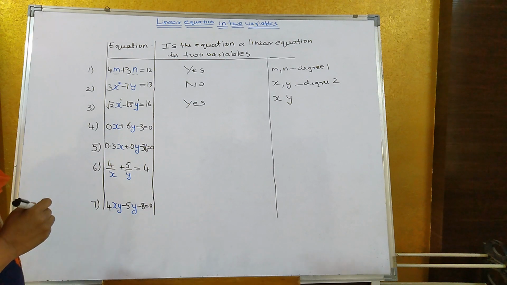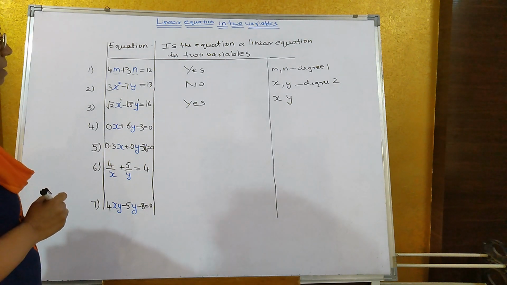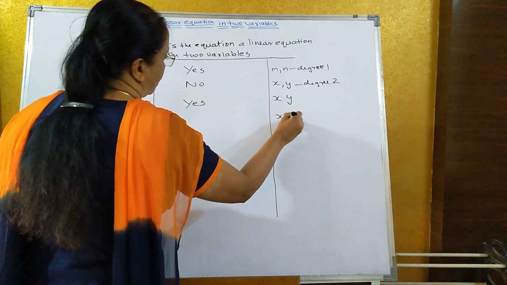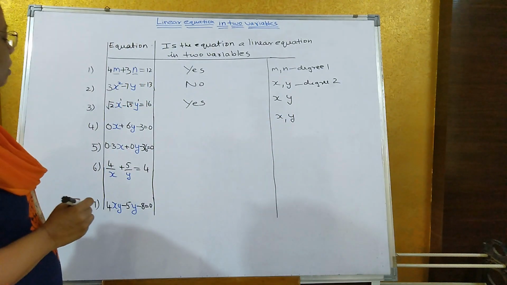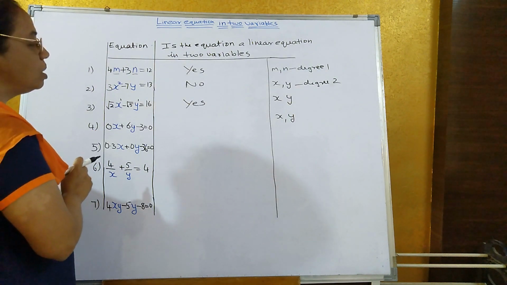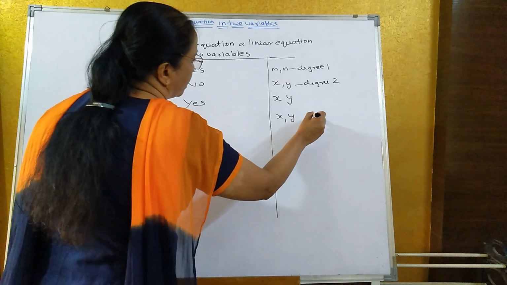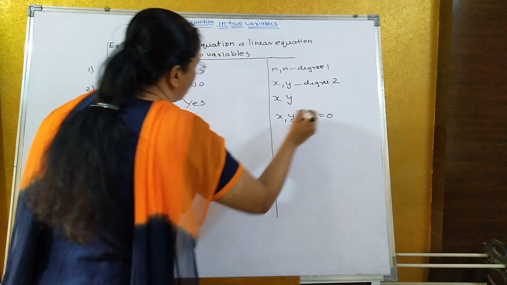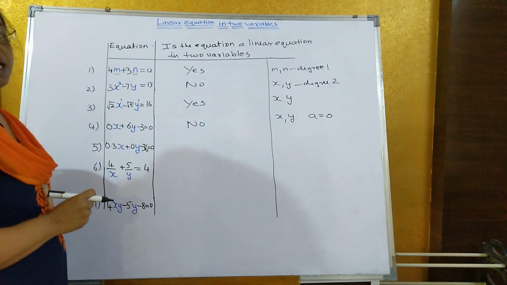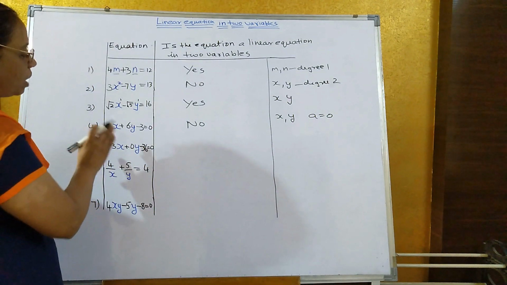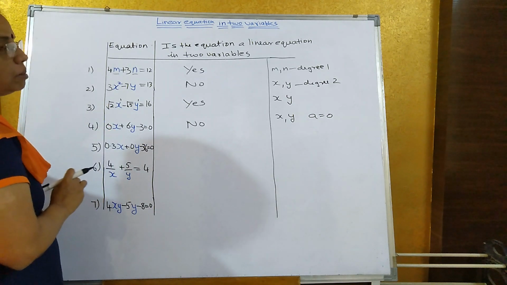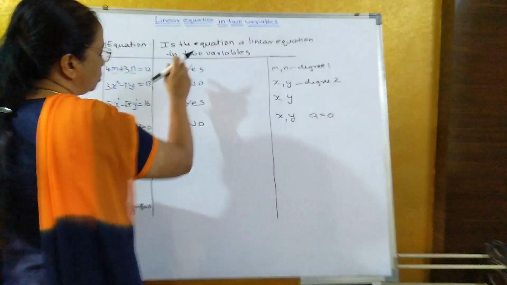Now see the fourth sum, 0x plus 6y minus 3 equal to 0. Here also there are two variables x and y. But the coefficient of x is what? 0. Since the coefficient of x is 0, that is a is equal to 0, therefore it is not a linear equation in two variables. It will become a linear equation in one variable because this will go away, only 6y will be left. Therefore, it will become a linear equation in one variable and not two variables.